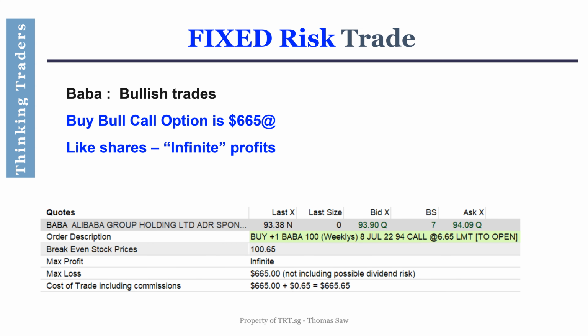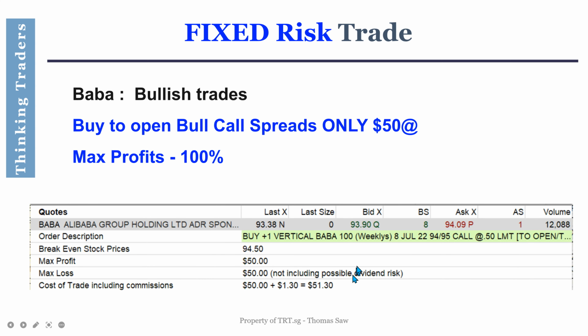For these options to double in value, the underlying share must go above $107. For the spread to return 100%, the share must go up to $95 and above. So which one is better? Depends on your objective. If you are a seasoned trader with a sizable account, then the straight call and the shares may be better for you. But if you are starting out with a smallish account, spread trading will definitely be better.